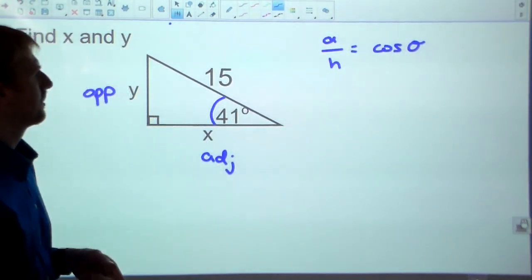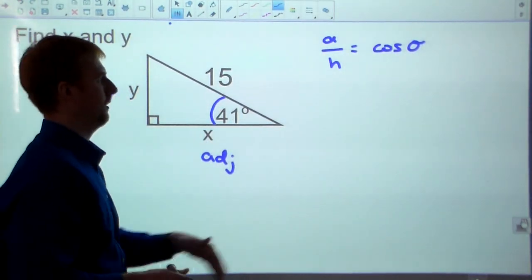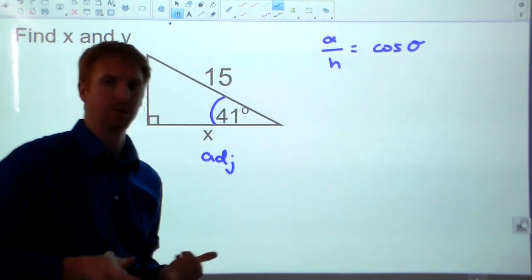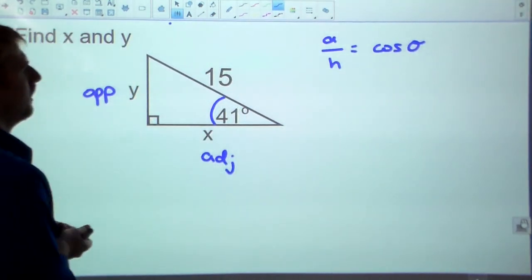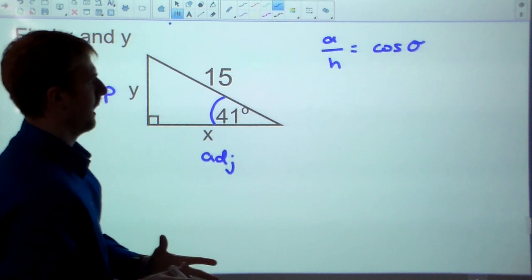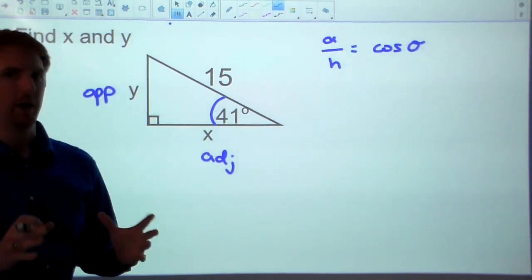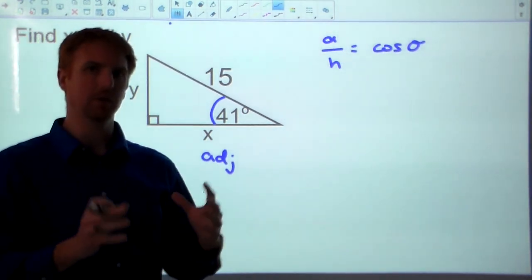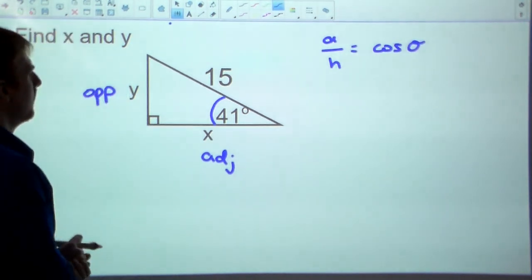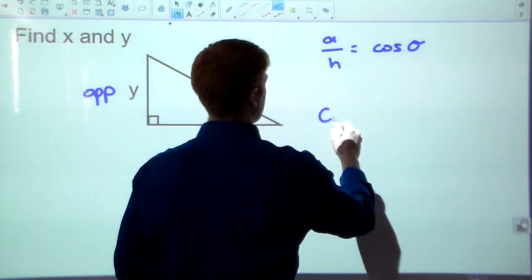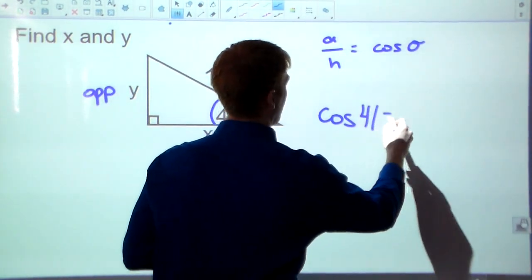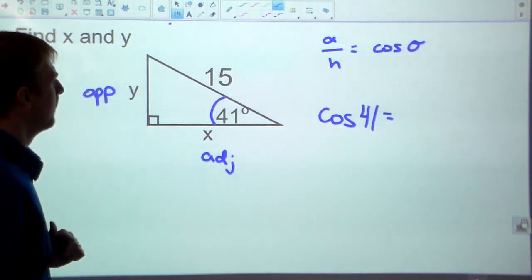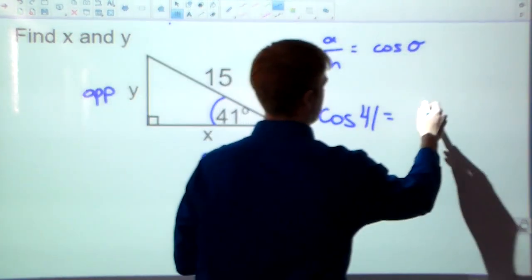And you always take cosine of an angle. Theta is the variable you usually see represent an angle. So you have to take cosine of an angle. It works no other way. When you hit the button on your calculator, it's going to pull up some parentheses. So cosine of 41, because that's the angle I'm given, is x over 15.